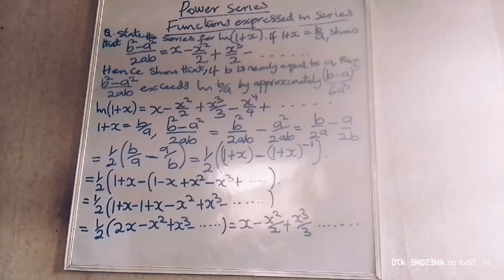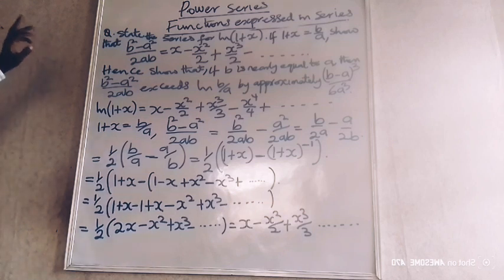So we now have 1 plus x, that is that part, minus this part. On solving this, 1 cancels 1, and x plus x equals 2x, and for the other ones, the signs change. So we have a half into 2x minus x squared plus x cubed minus, and it goes on. On dividing everything by 2, we have x minus x squared over 2 plus x cubed over 3, and it goes on. So we have been able to solve this other part.